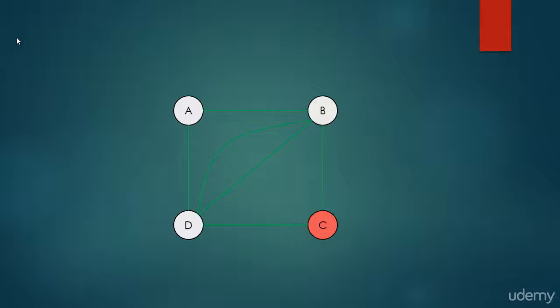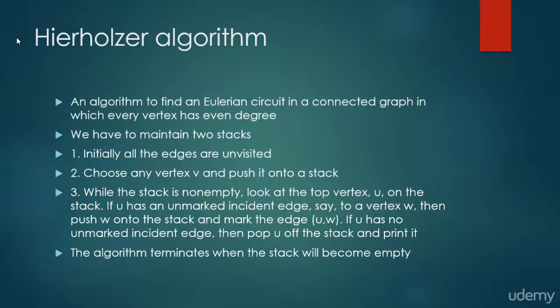It's not so efficient, so let me tell a few words about the Hierholzer algorithm. It is an algorithm to find an Eulerian circuit or Euler cycle in a connected graph in which every vertex has even degree. So we have to maintain 2 stacks, and initially all the edges are unvisited. Choose any vertex V and push it onto a stack.